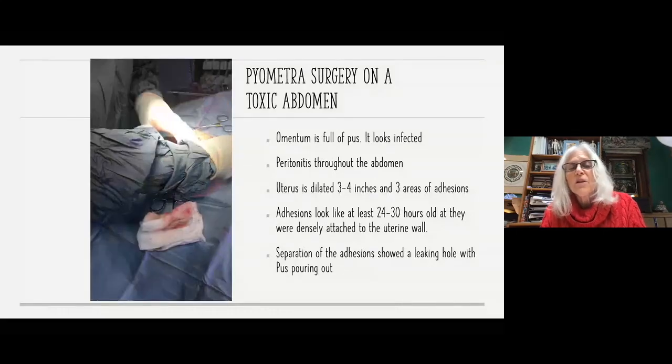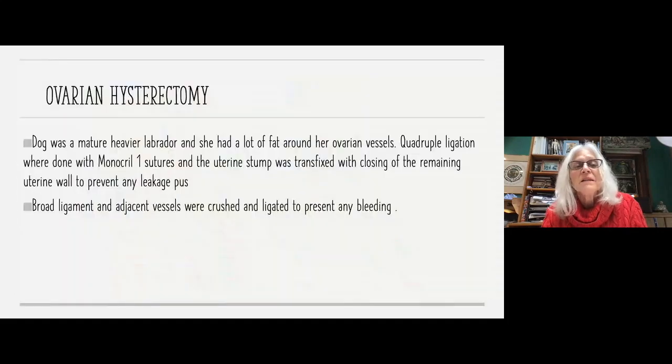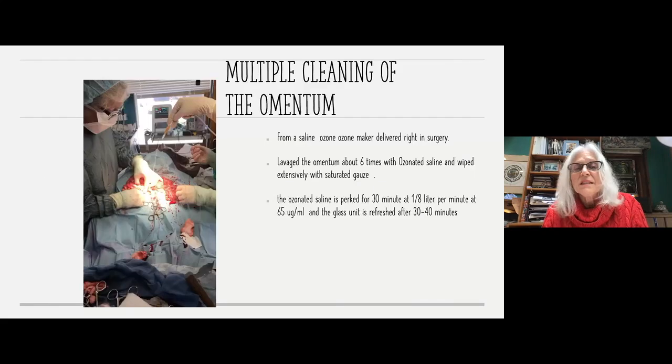So I'm not going to play the whole thing. Here are some of the pictures of the uterus, and you can see it was pretty bad. But there was just pus in like 3 places where it had ruptured, and it was pus coming out. And we did a complete ovariohysterectomy. And then what all of you probably are doing now is lavaging the abdomen with ozonated saline.